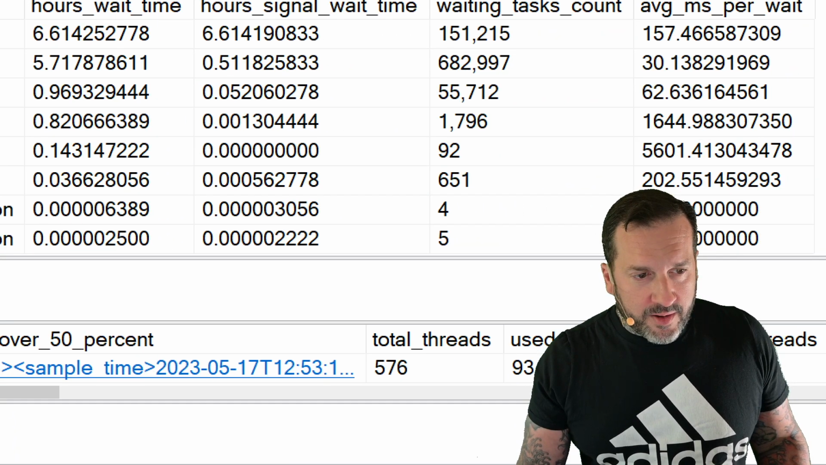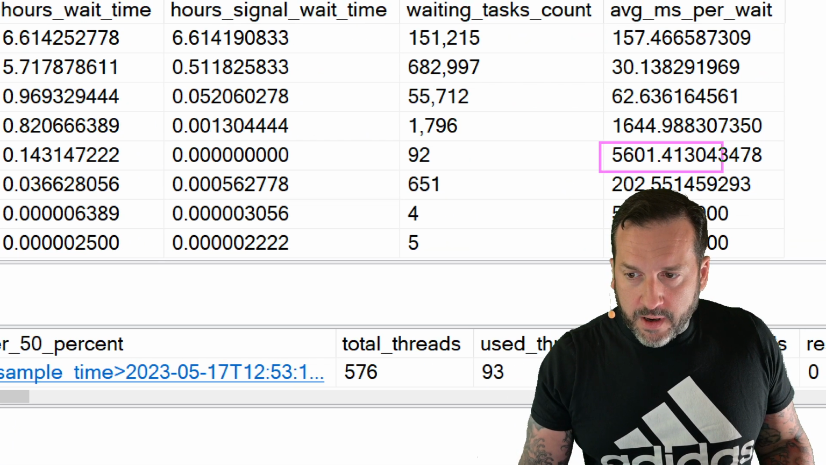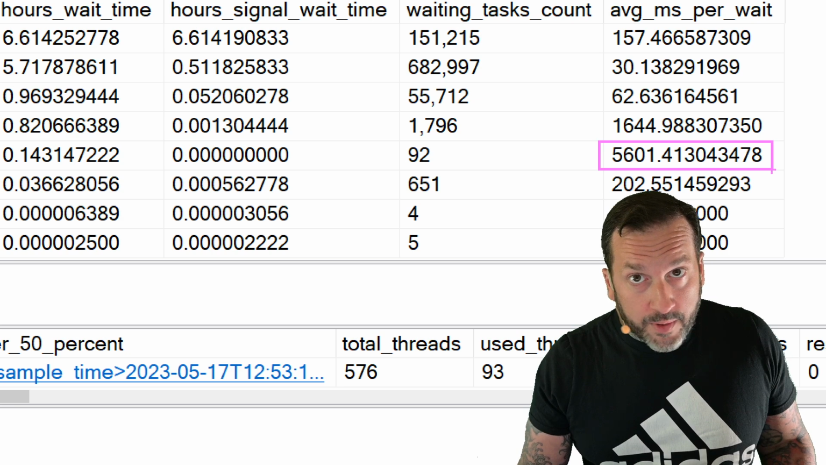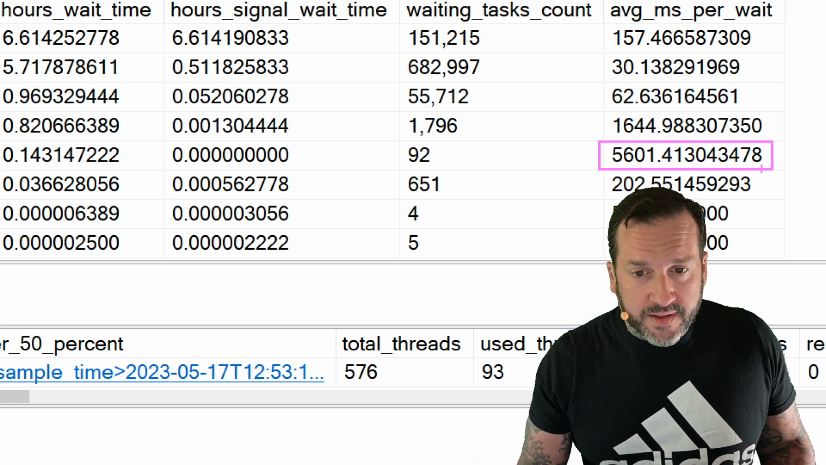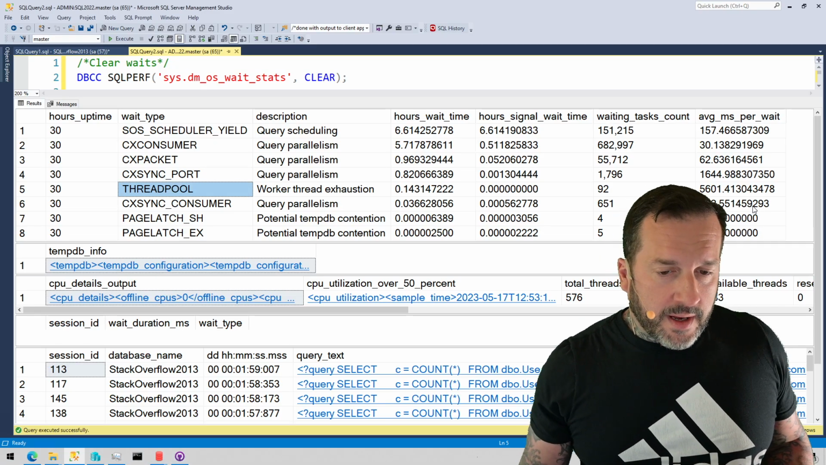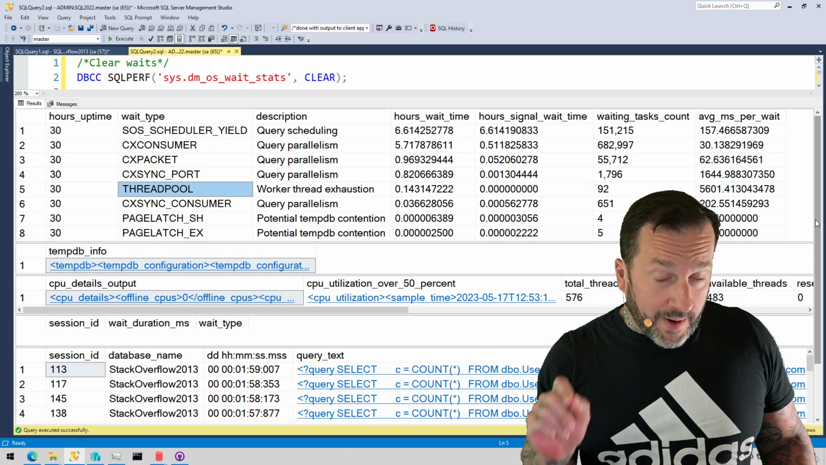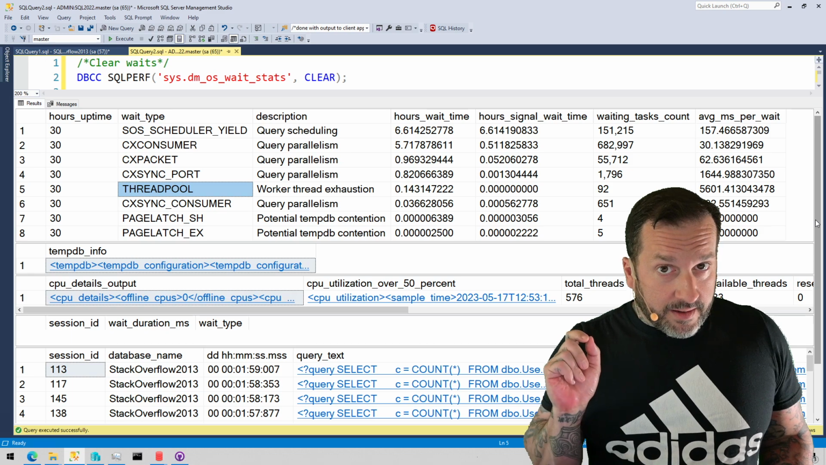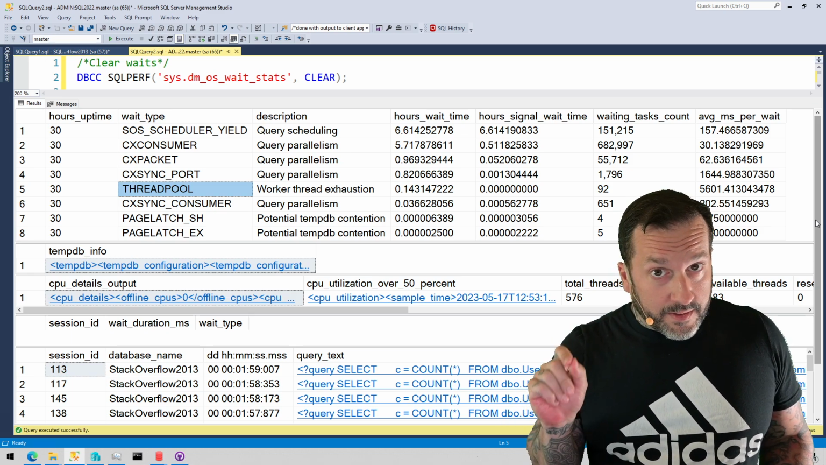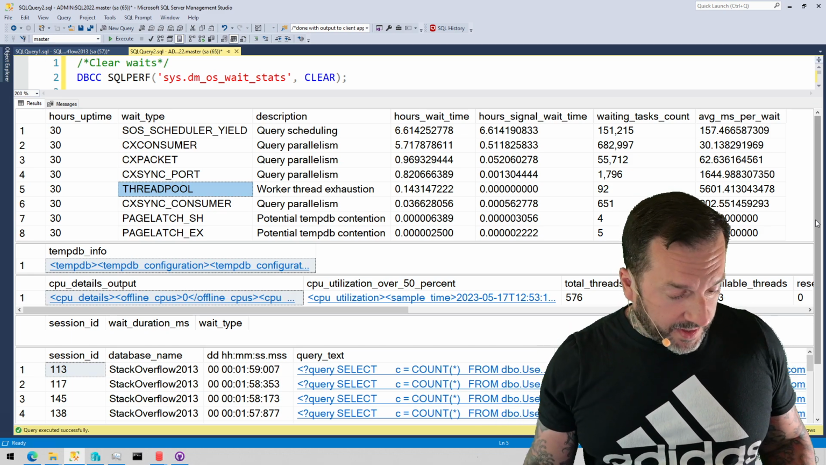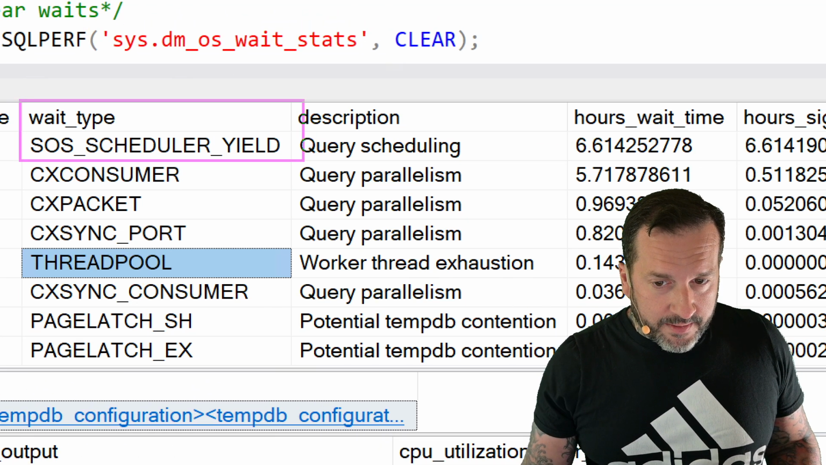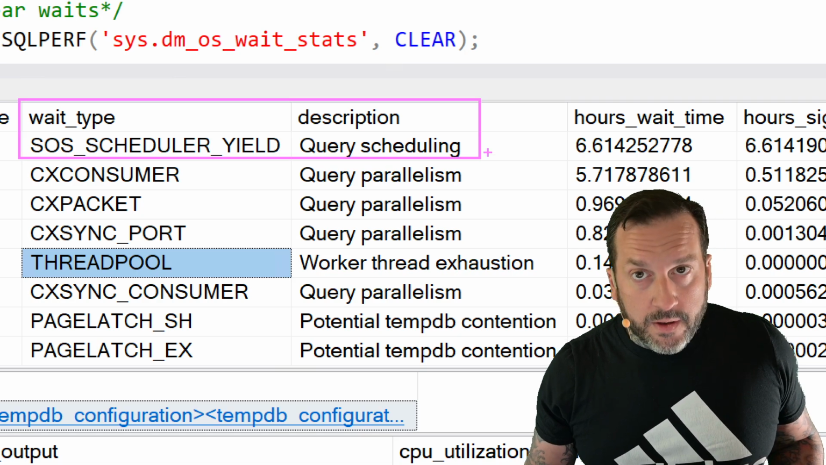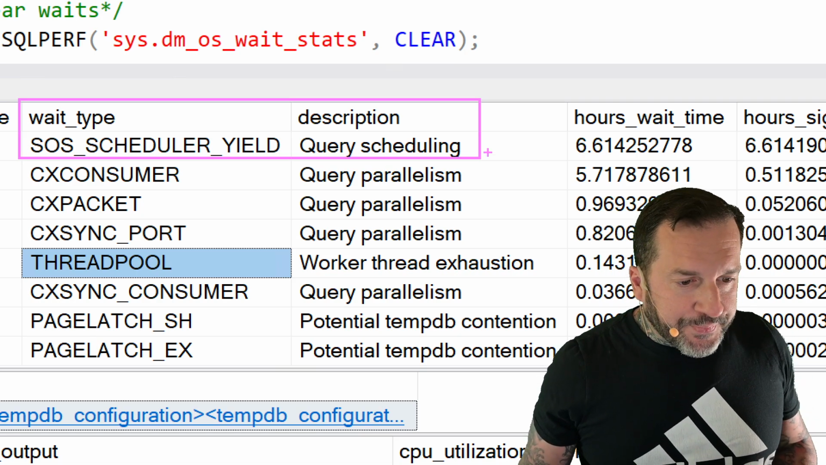And again, that held pretty steady around the 5.5 second mark, which is not good. Right? We don't want queries experiencing this kind of wait. But where things are really interesting is the other wait that I told you can get out of control when your server is under CPU pressure, and that's SOS scheduler yield. So if we look at that, they have that wait here, SOS scheduler yield, which again is query scheduling.